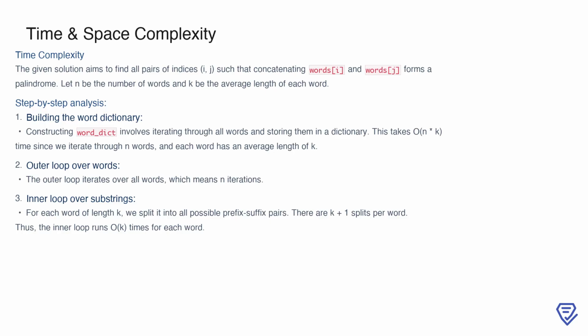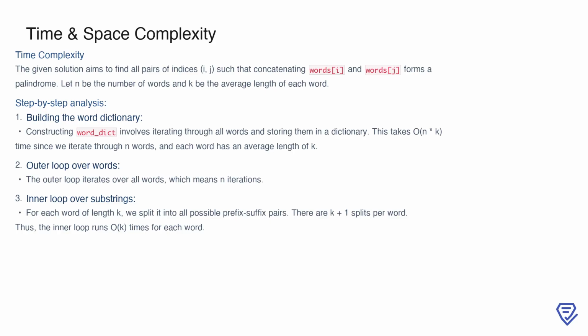Here, we analyze the time complexity of the solution. The goal is to identify all pairs of indices where concatenating the words forms a palindrome. To start, we build a dictionary that maps each word to its index. Since we iterate through all n words and each word has an average length of k, constructing this dictionary takes O(n * k) time. Next, the outer loop processes each of the n words individually, which translates to n iterations.